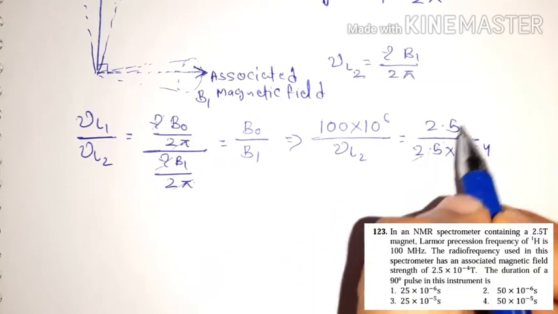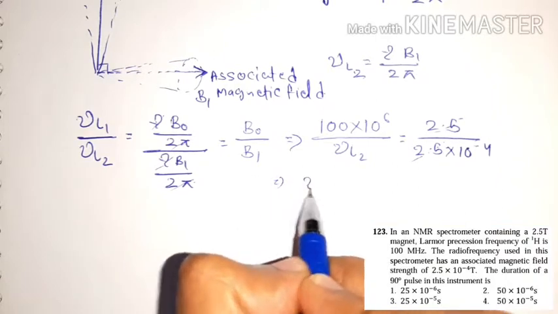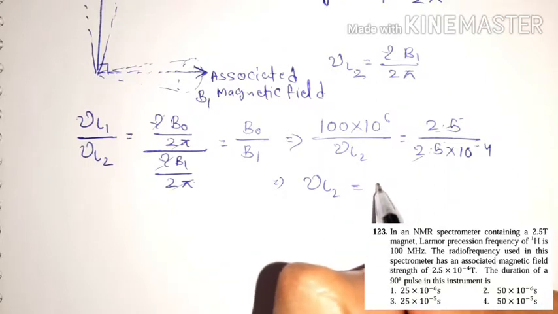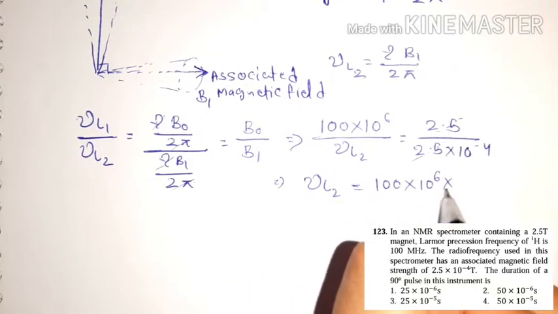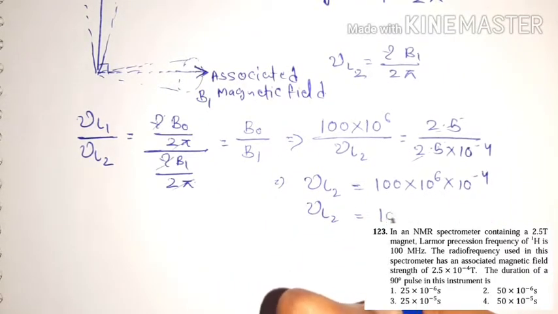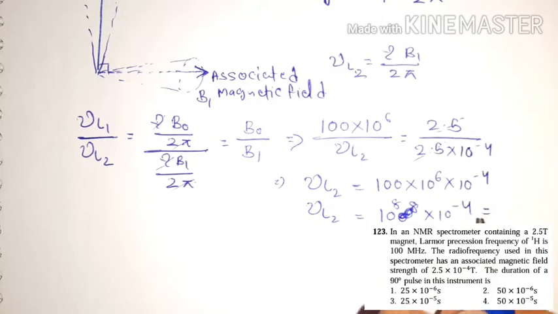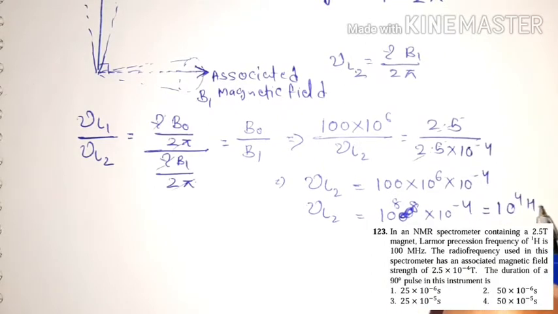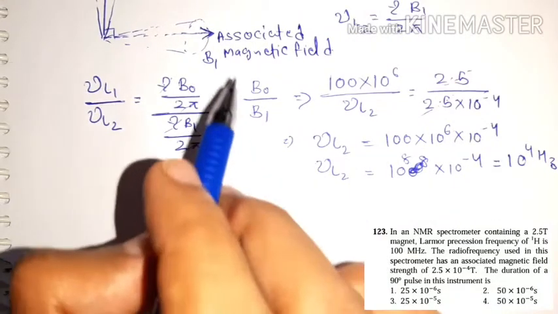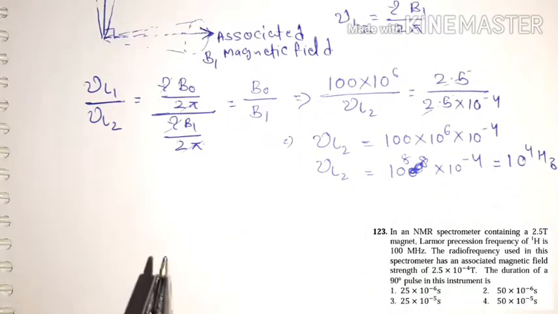So this 2.5 will be cancelled out by this 2.5. Ultimately the Larmor frequency associated with the associated magnetic field will be 100 into 10 to the power 6 into 10 to the power minus 4. Sorry, 100 into 10 to the power 6 is 10 to the power 8, not 100 to the power 8. So this will be 10 to the power 8 multiplied by 10 to the power minus 4, which is 10 to the power 4 hertz. The Larmor frequency for the associated magnetic field will be 10 to the power 4 hertz.